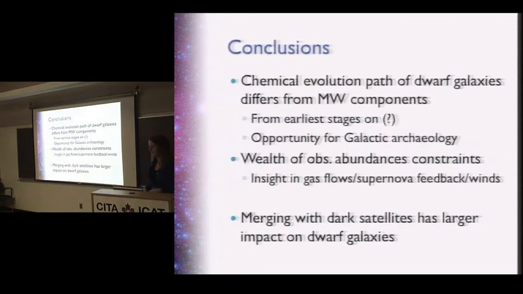Okay, conclusions. The chemical evolution path for galaxies is very different from Milky Way components, and it is an opportunity for us to reconstruct the history of the Milky Way. There's a wealth of observational lenses which we can use to constrain modeling, and the last point I showed you: merging with dark satellites has a larger effect on dwarfs than it has on Milky Way galaxies. Thank you very much.